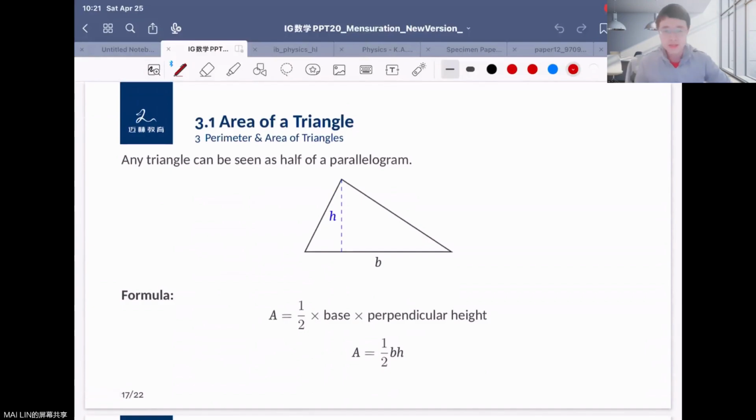So we can say any triangle can be seen as half of a parallelogram, okay? For example, like here, we can draw a total parallelogram, like this way. The area of the parallelogram is base times height, that is b times h, right? And because the triangle is half of a parallelogram, the area of a triangle is a half times the height times the base. Then we can write it as A equals a half times base times the perpendicular height, okay?